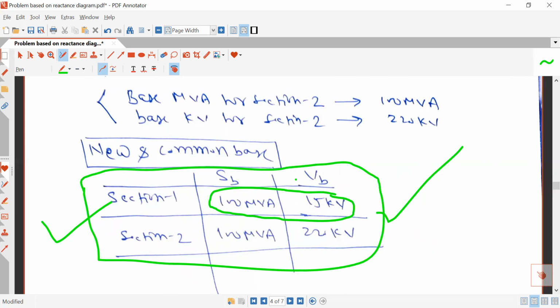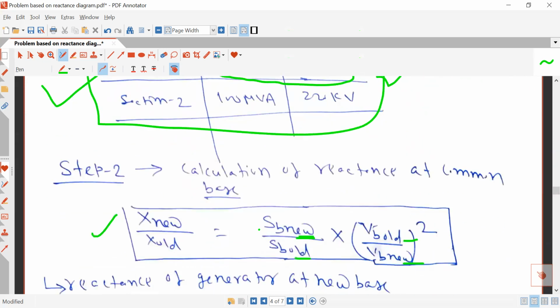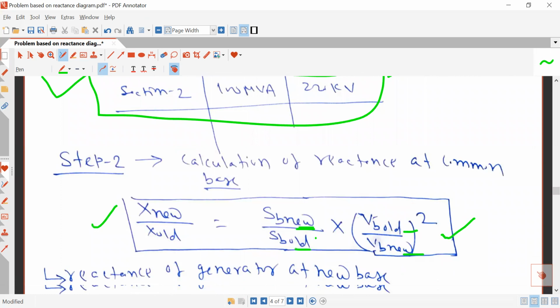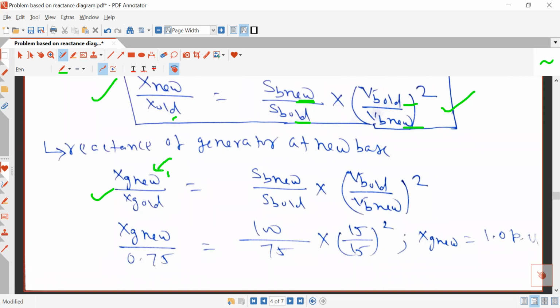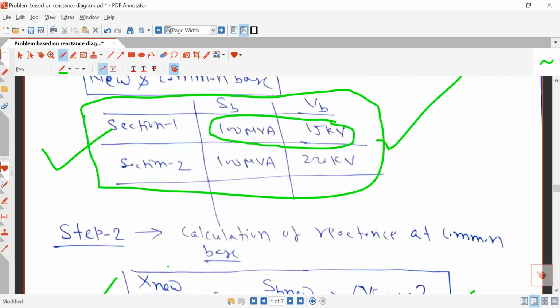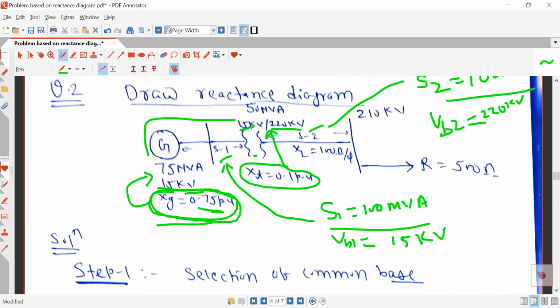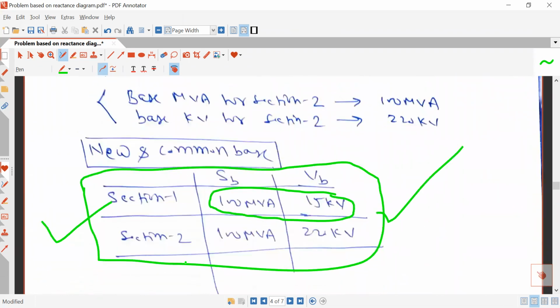Now I will use the same formula to determine the reactance of the generator on this new base. So this will be Xg new divided by Xg old, as we know. Xg new is what you want to calculate, and Xg old is given in the block diagram. You can check, the reactance of the generator is given as 0.75 per unit. This is the old value.